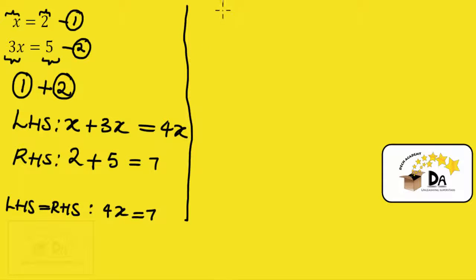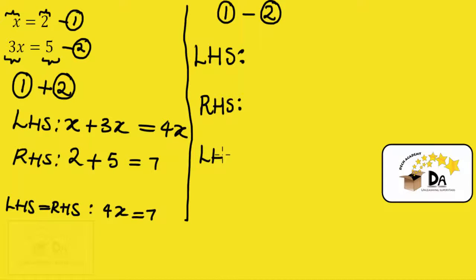Now, we're going to subtract equation 2 from equation 1. So equation 1 minus equation 2. How do you do that? It's a similar procedure. You carry out the left-hand side subtraction. You carry out the right-hand side subtraction. And you equate the results.